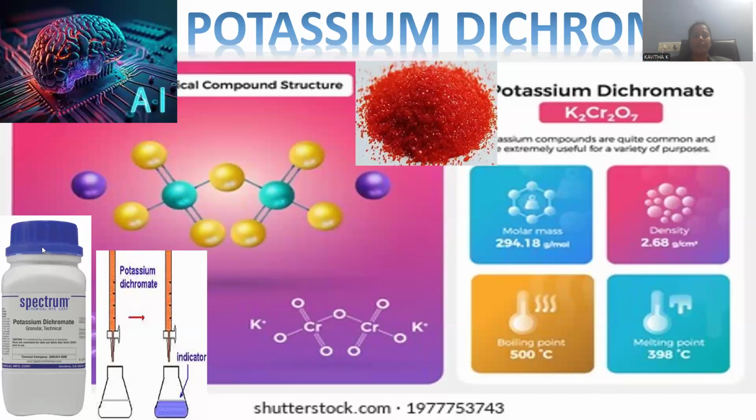Here is the potassium dichromate trade product you can observe, and dichrometry is the common titration. Most of the people are aware about that one, and crystals of potassium dichromate are shown for your kind reference. The molar mass of potassium dichromate is 294.18 gram per mole, and its density is 2.68 gram per centimeter cube. It boils at a temperature of 500 degrees centigrade, and the melting point is 398 degrees centigrade. This is the way a brief history of potassium dichromate is provided for your understanding.